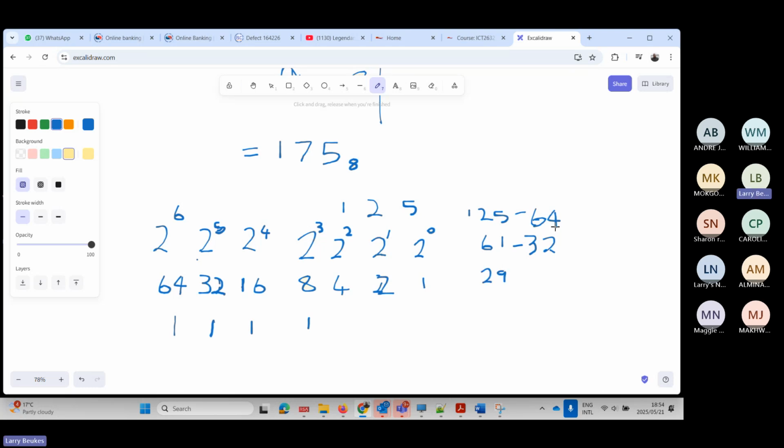29. So we put a 1 for this 64, a 1 for this 32 because we need it. So we need the 16 as well. Need the 16. So that's why we have a 1 here. 29 minus 16, now we have a 13. 13 is left, right? 13.